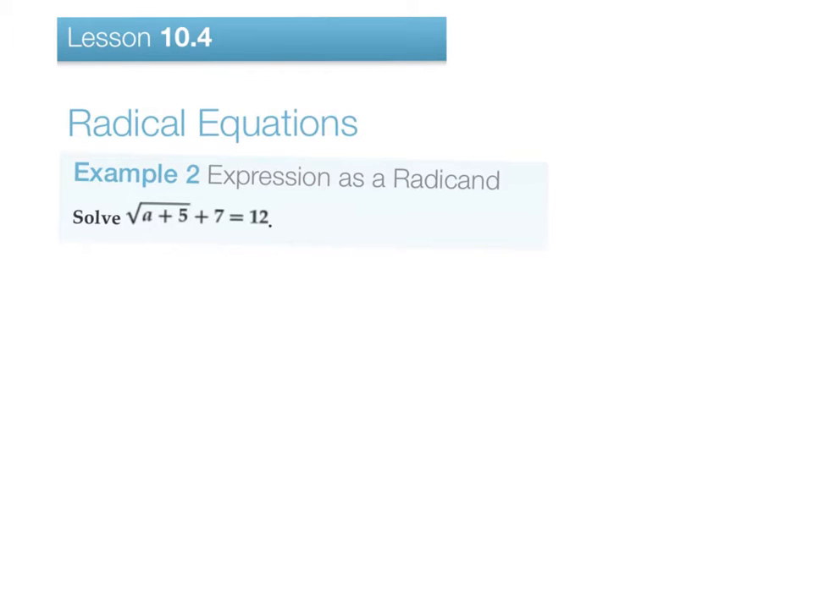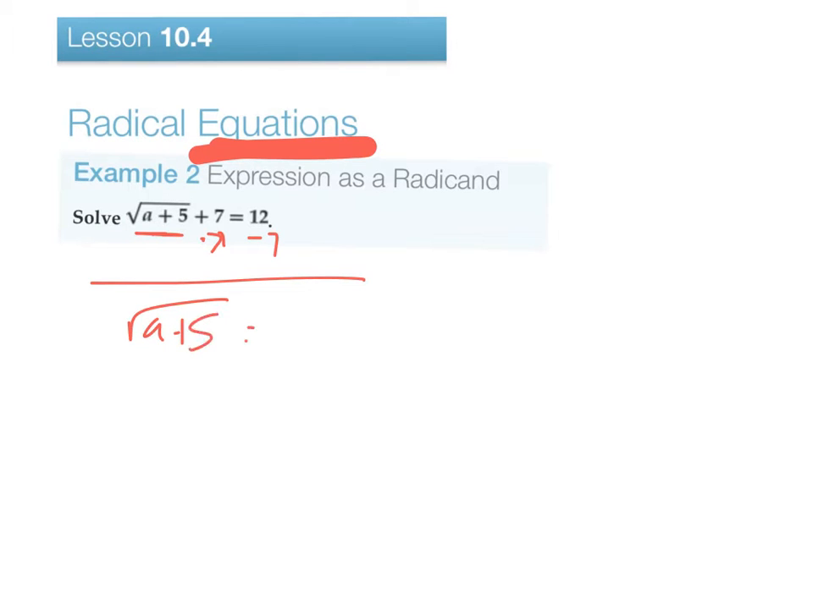To solve a radical equation, which is what we're doing, we need to isolate the radical. So we need to get the radical by itself. To do that, we'll have to subtract the 7 from both sides. By doing that, I get radical a plus 5 equals 5.